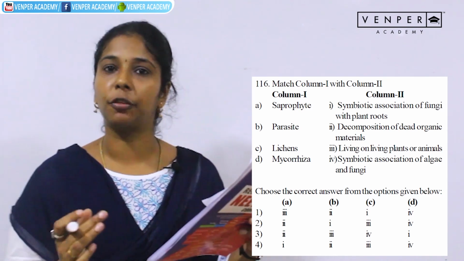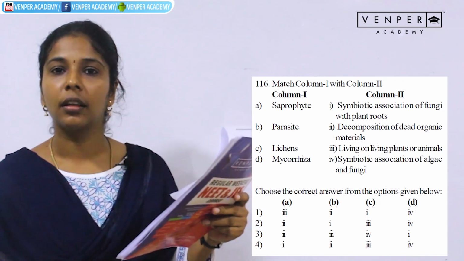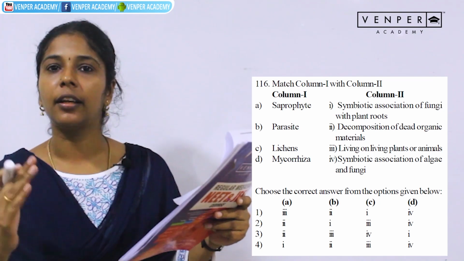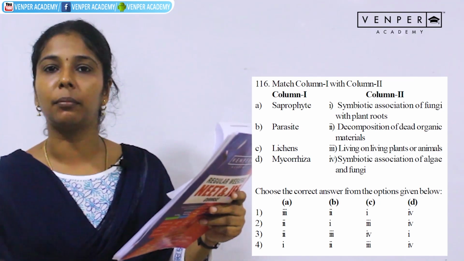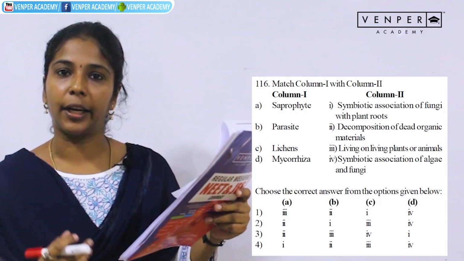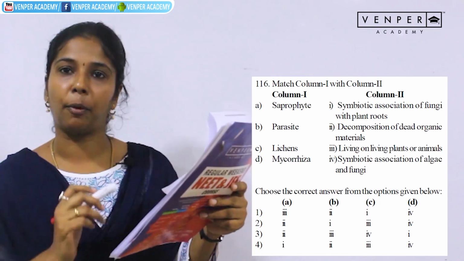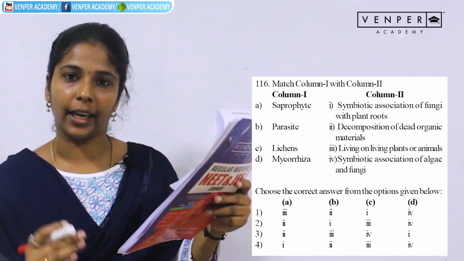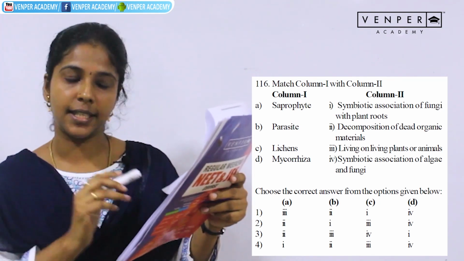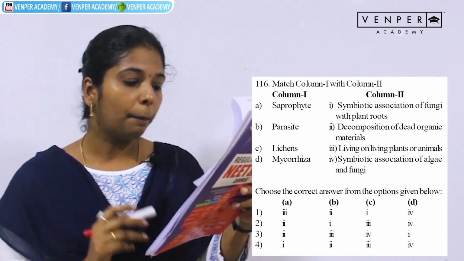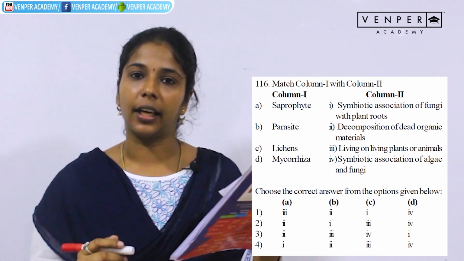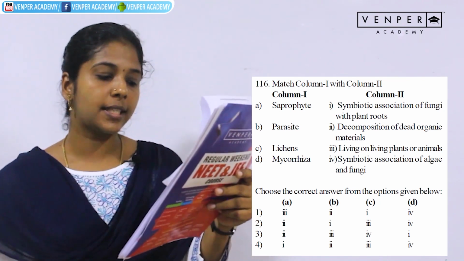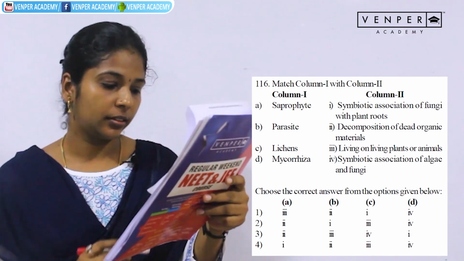Question number 116 is match the following. We should match the column 1 and column 2. In the column 1, and we should match it along with the column 2. Most fungi are heterotrophic. So A is saprophyte. Saprophytic fungi live and get their nutrition on dead and decayed matter. So the answer for A is 2. B, parasite. Parasitic fungi live on other living organisms such as plants or animals. So the answer for B is option 3.